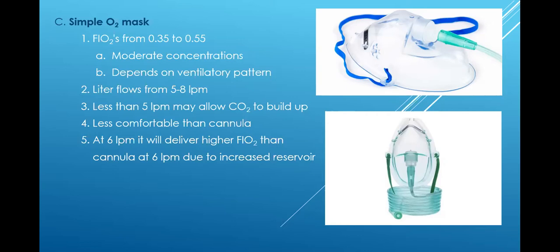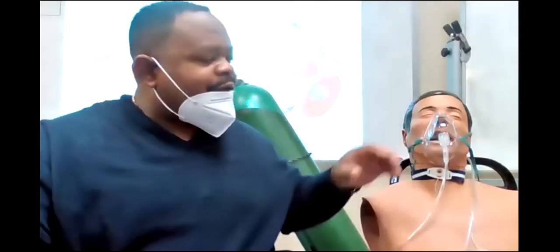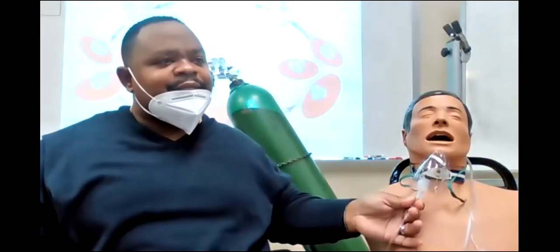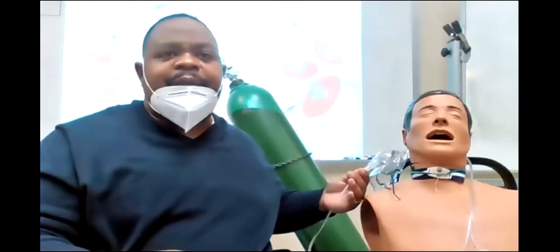Also, it's less comfortable than a cannula. What can I do with a simple O2 mask that I can do with a cannula? You can't eat. I can't eat, right? So if it's time to eat, I have to pull my mask off. So if I have this gentleman on a simple O2 mask and it's time to eat, I have to pull it down to eat. Every time I pull it down, he's losing oxygen. Because if he's on oxygen, he's on it for a reason. He has to be on it.